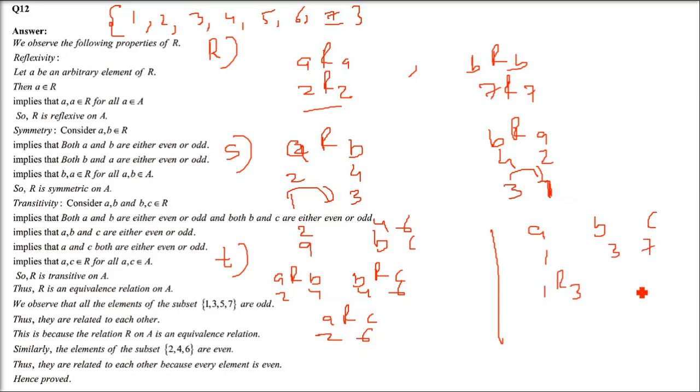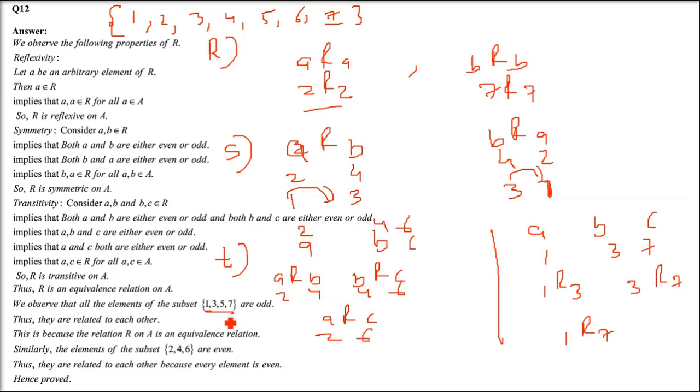In odd, take 1, 3, 7. 1 is related to 3, 3 is related to 7, 1 is related to 7, and 1, 3, 3, 7, 1, 7, all are odd. They are following the conditions of this relation also. So they are transitive as well. And the second part I just explained to you earlier.